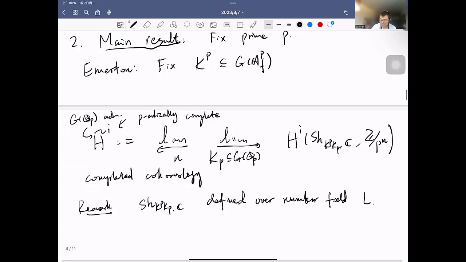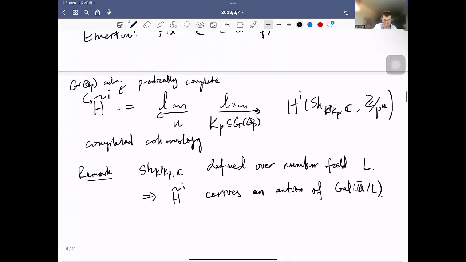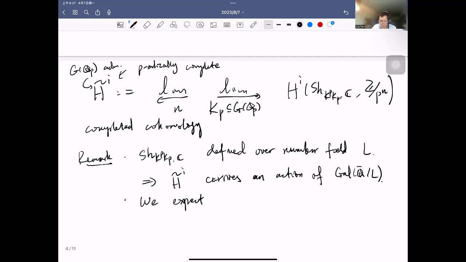L, which means that the completed cohomology also carries an action of the absolute Galois group of L, and we expect that in the middle degree, if you look at this Galois action, it actually has a lot of very interesting sub Galois representations.